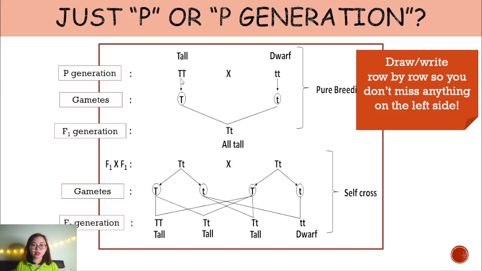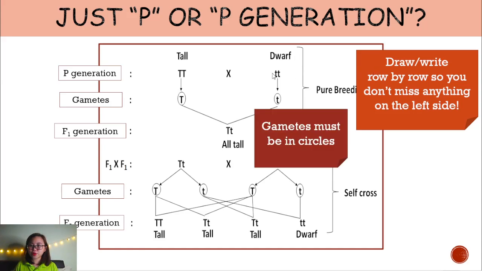Jangan dapat saja kertas terus tulis T times T, T, T, T. Semua tulis sebelah kanan, tapi lupa label P generation, lupa label gamete, lupa label F1 generation. Kalau ingat nanti mungkin kamu boleh bubuh di tepi, tapi nanti hodoh lah, satu ternaik sikit, satu terturun sikit. So, best if you can practice, do it row by row. Satu baris demi satu baris.